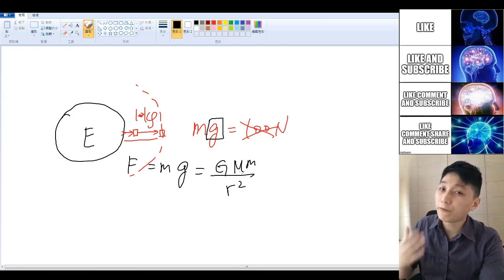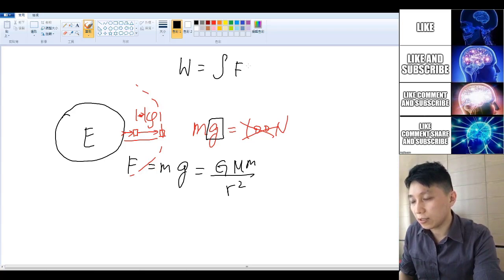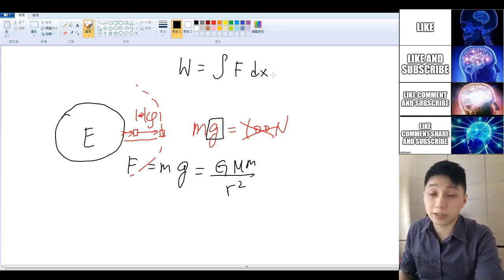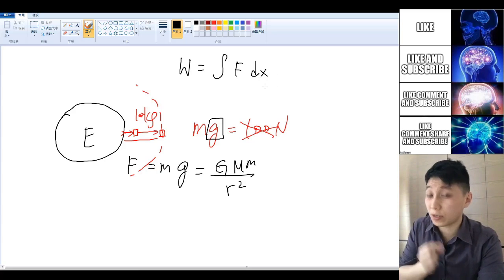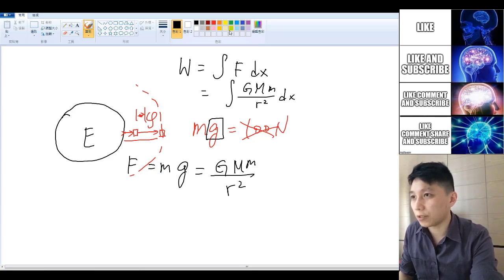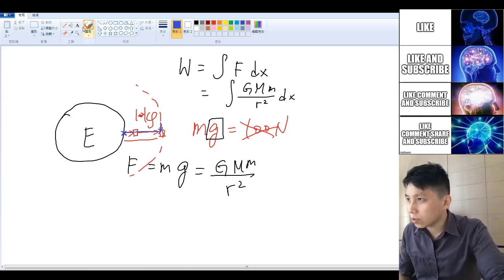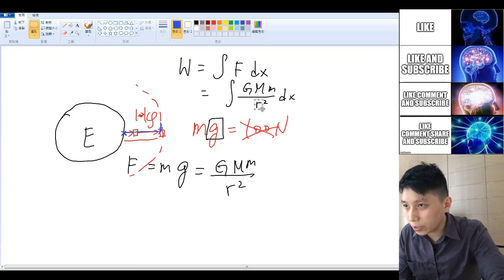So going back to our first principle, once again, work done equals integrating the force over the distance. Now the force is no longer a constant, and that means you have to do a bit of calculus. G M m over r squared, integrate this with respect to x, where x is referring to the distance from the beginning until the point where you end its motion. So it will be more sensible to change the r squared to x squared instead.